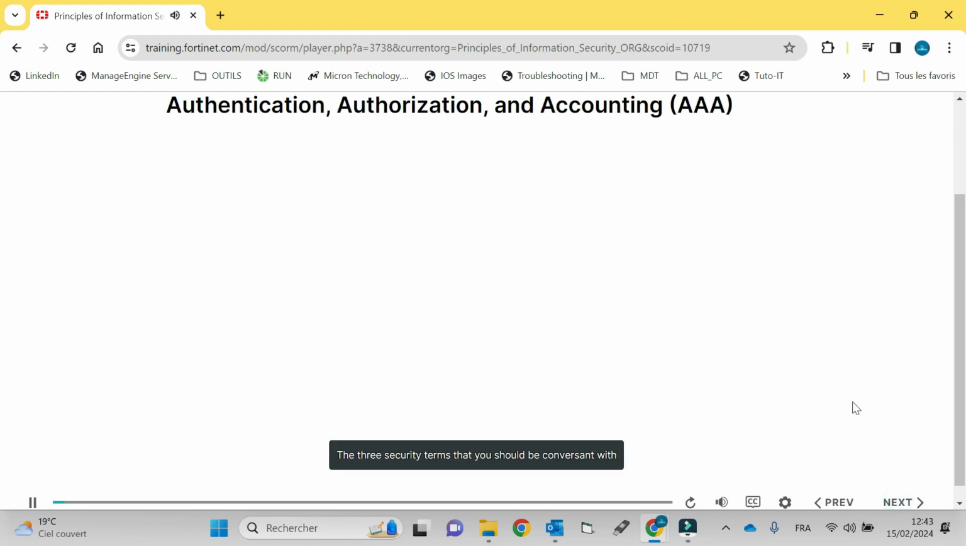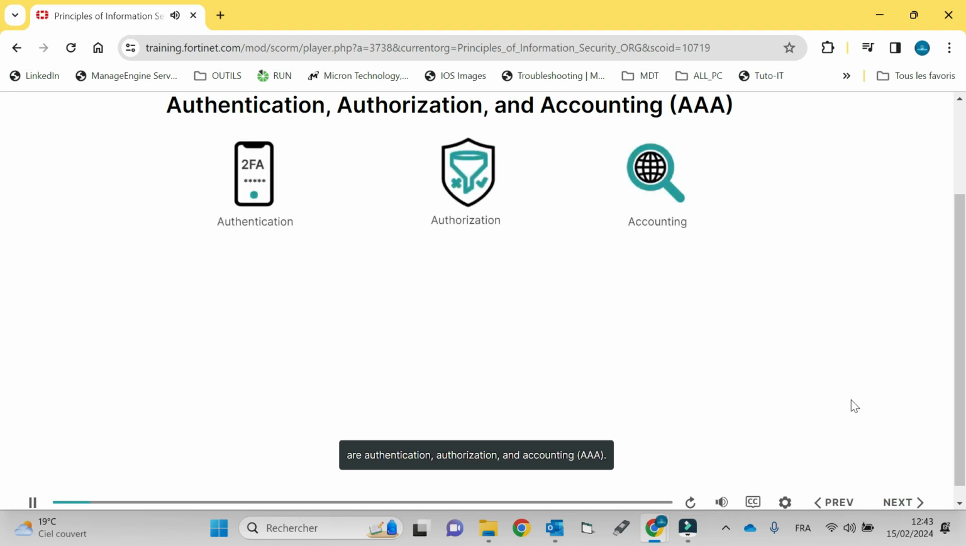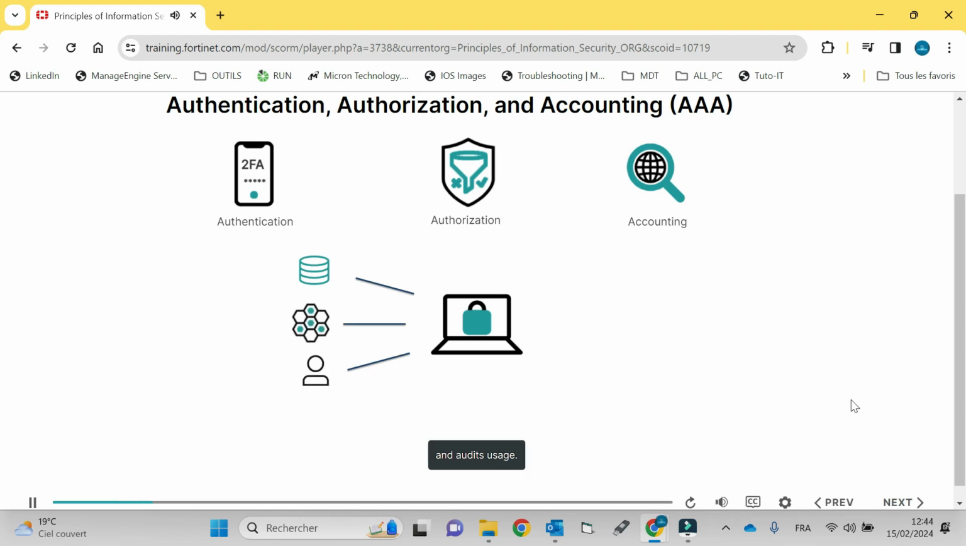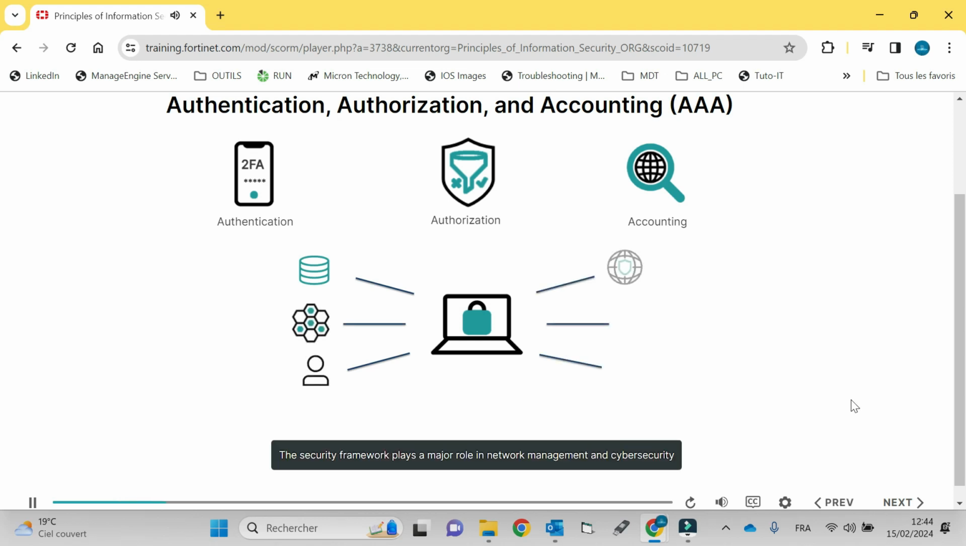The three security terms that you should be conversant with are authentication, authorization, and accounting, AAA. Together, AAA constitutes a security framework that controls resources, enforces policies, and audits usage. The security framework plays a major role in network management and cybersecurity by screening users and keeping track of their activities while they are connected.